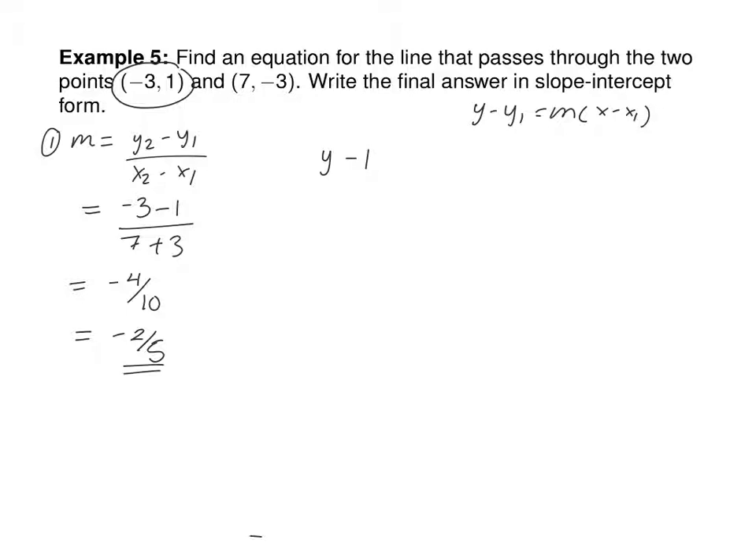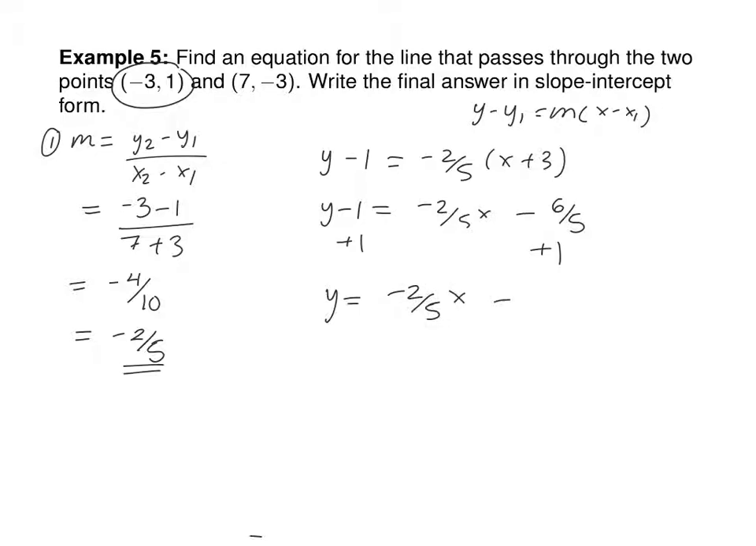Okay, so let's plug in this first one. So y minus 1 equals negative 2 fifths, can I just say x plus 3 right away? So that's y minus 1 equals negative 2 fifths x minus 6 fifths, right? Okay, then I'm going to add one to both sides. So negative 6/5 plus 1, 1 is 5/5. So what's that going to equal? Negative 1/5.